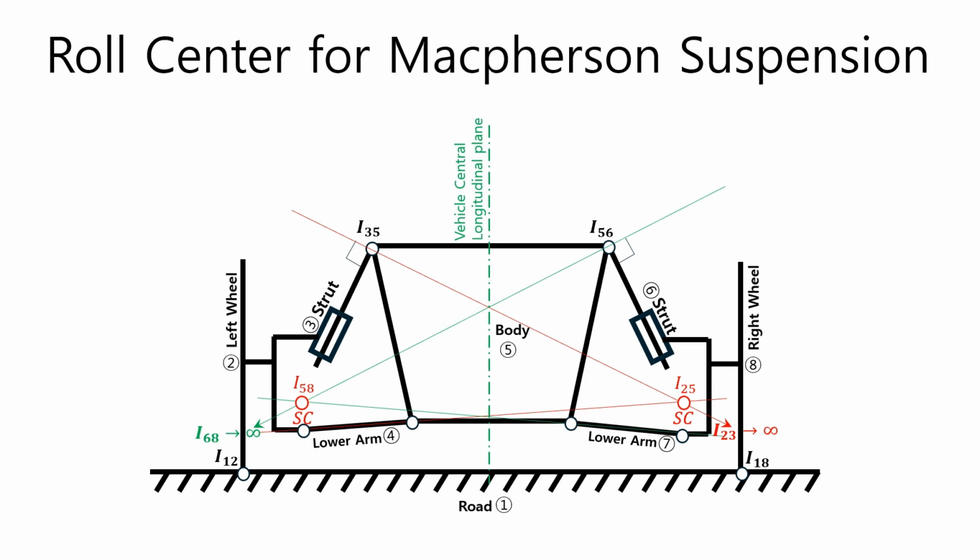Finally, connect instant center I12 and instant center I25 with straight lines, and connect instant center I18 and instant center I58 with straight lines, and find the intersection of these straight lines, instant center I15. This is the roll center. If the body roll angle is relatively small, and the left and right suspension are symmetrical, the roll center is located on the center longitudinal plane of the vehicle.